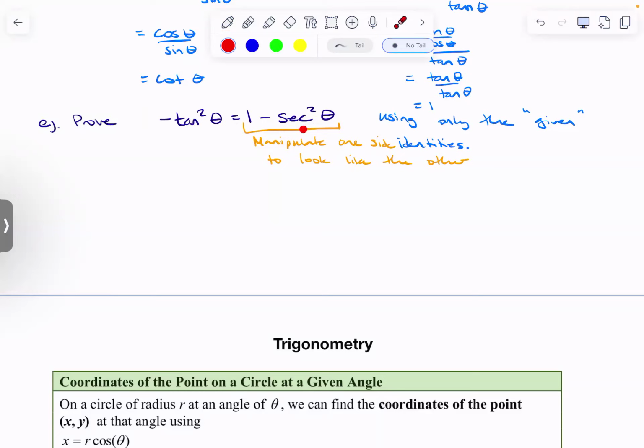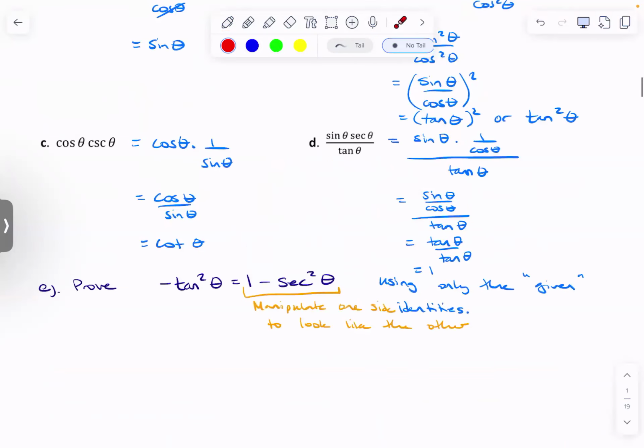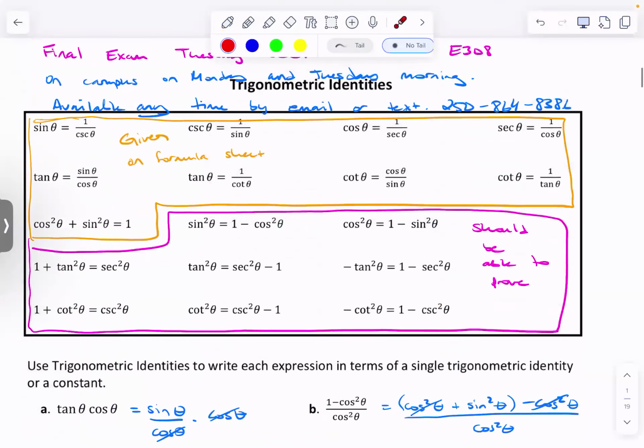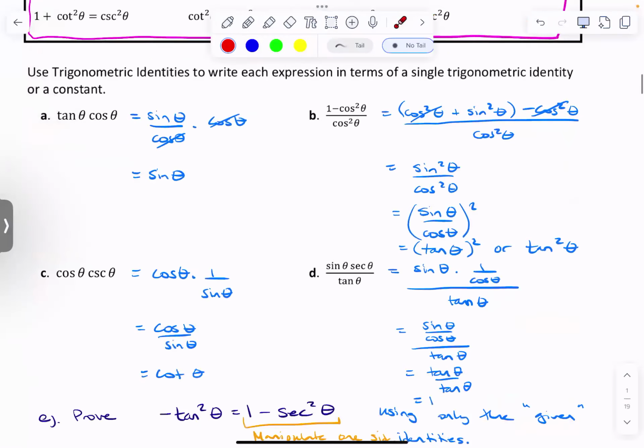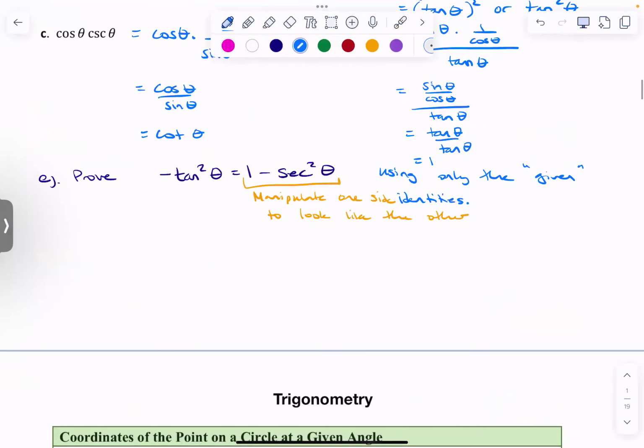Let's start with secant squared theta. Secant squared theta, can I rewrite that as something better? Well, secant theta is 1 over cos theta. So that means that secant squared theta is 1 over cos squared theta. So let's start there. So I get 1 minus 1 over cos squared theta. It's a good start.